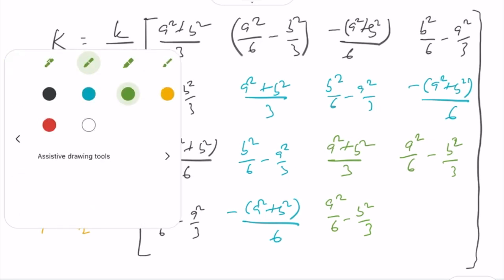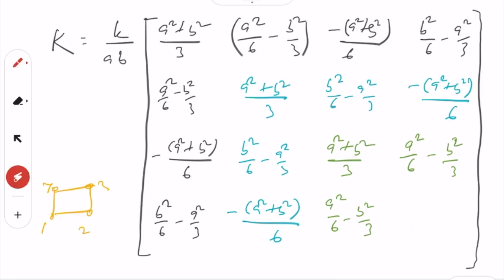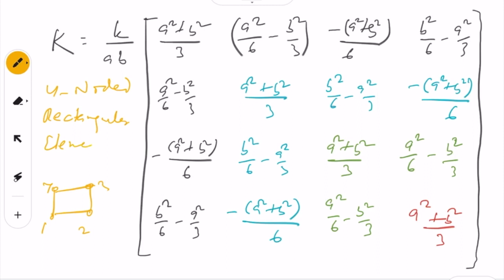Okay, and at the end the values in the diagonal are the same. So we have here a square plus b square over 3. So we got the stiffness matrix for the 4 noded quadrilateral element, or not quadrilateral exactly, but it is quadrilateral only, not for general purpose, but for a rectangular element. So this is how you can derive the stiffness matrix for a 4 noded rectangular element.